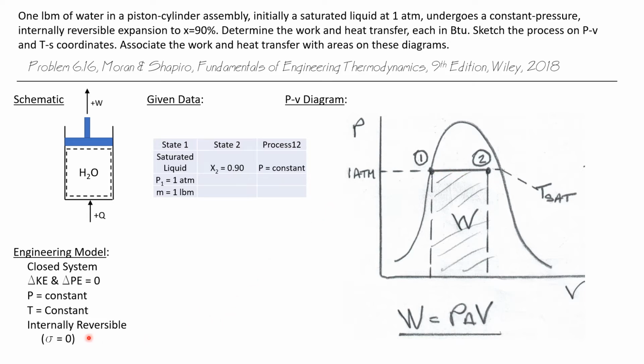We were also given that the process is internally reversible, and that means that there is no entropy production. And we wish to find the final pressure and the work done by this process.